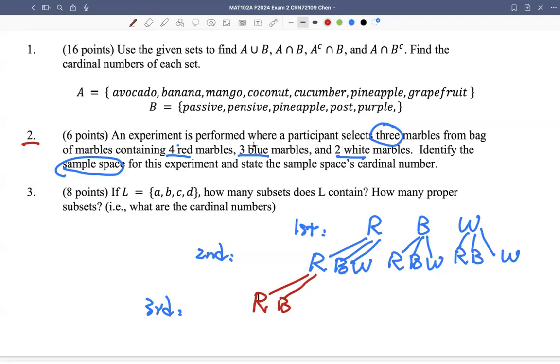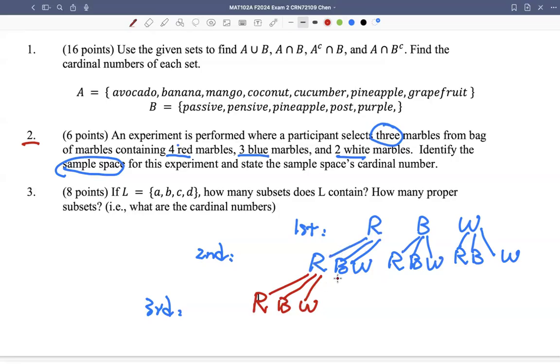Because I have 2 blue, I have 3 actually. I have 4 red, 3 blue, and 2 white. Right? So it can be blue, and it can be white. Right? So the third draw. So basically, I could have RRR, RRB, RRW.